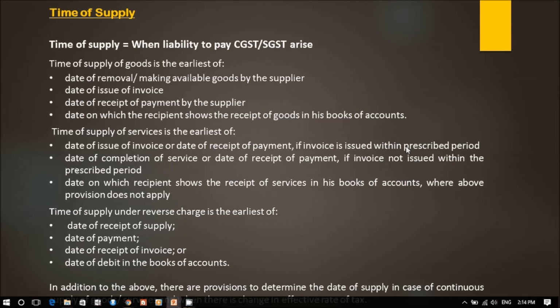This condition is the same as earlier in the service tax. If the invoice has been issued within the prescribed time limit, then the time of supply would be the date of issue of the invoice or the date of receipt of the payment, whichever is earlier.